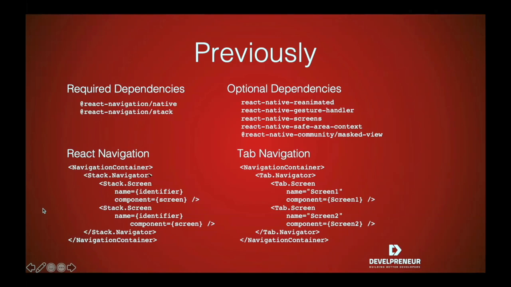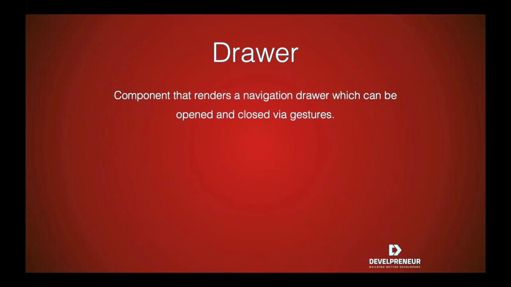So essentially, depending upon the type of navigation you want, it's just going to be a different library that you use. So for stacking, we use stack. For tab, we use tab. And today you'll see that we use drawer for adding that menu. So as I mentioned before, we're going to be talking about the drawer navigation of React Native. And it's essentially the component that renders the navigation drawer, which can be opened and closed via gestures.